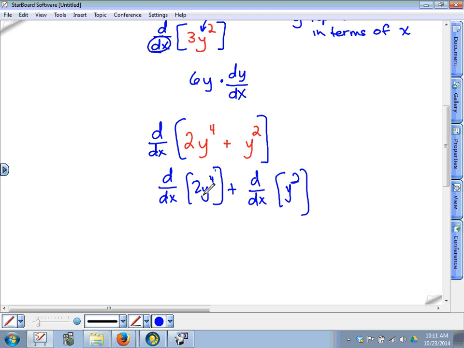So let's deal with this first part. 2y to the 4th. What's the derivative of that? 8y to the 3rd. That's the derivative of the outer function. Plus now we have to do the derivative of the inner function, dy dx. Okay. Plus, now we do the derivative. This is 2y times the derivative of the inner function, dy dx.